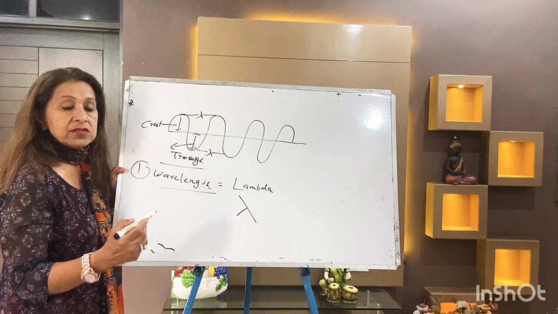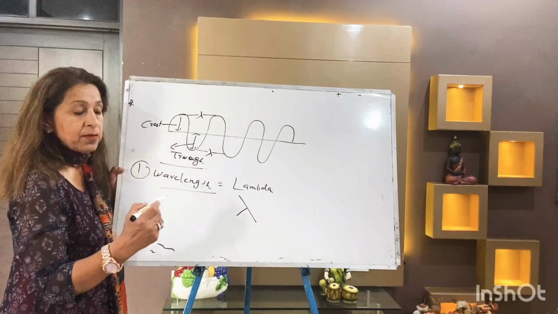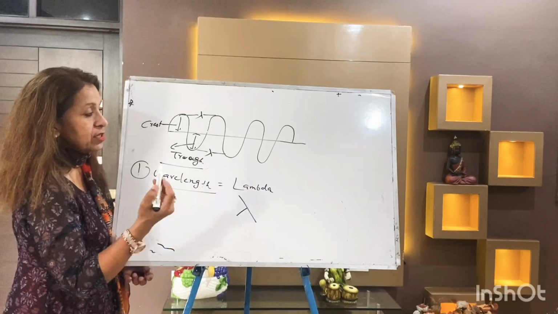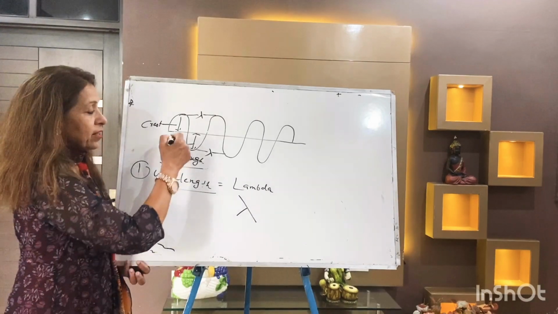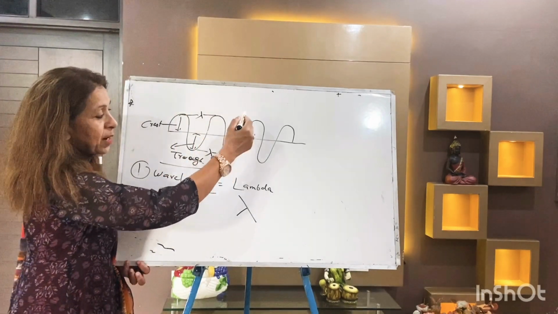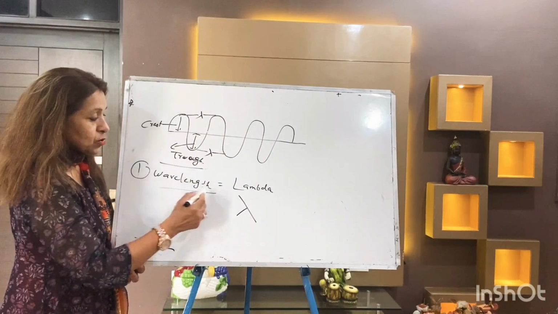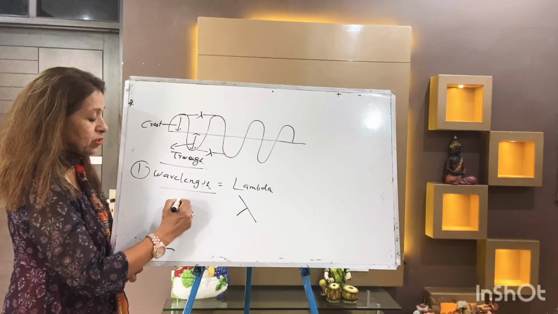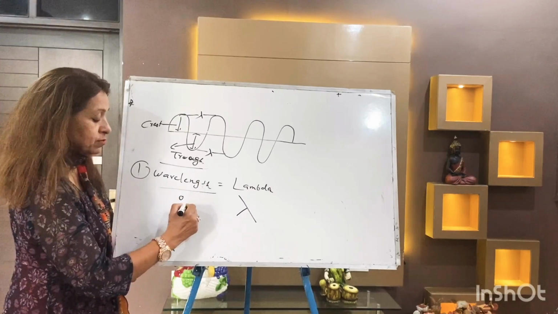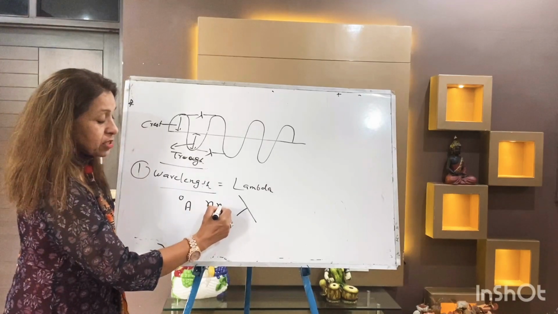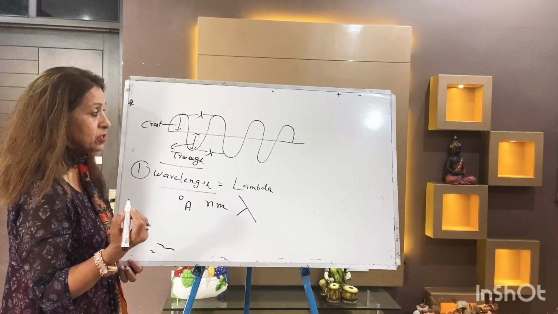So the first characteristic of electromagnetic waves: light travels in the form of waves according to the scientist Maxwell, and these waves are associated with electric and magnetic fields, so they are called electromagnetic waves. So this is your wavelength. The unit of wavelength is angstrom. It's also nanometer. The unit of wavelength is nanometer.